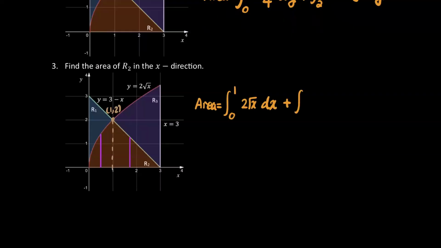The second integral goes from 1 all the way to the right end, which is 3. Top, that's 3 minus x, and it goes all the way to the x-axis. So that's number 3.